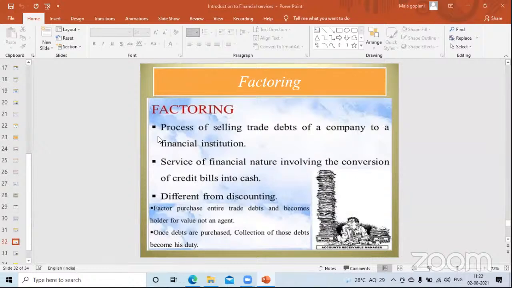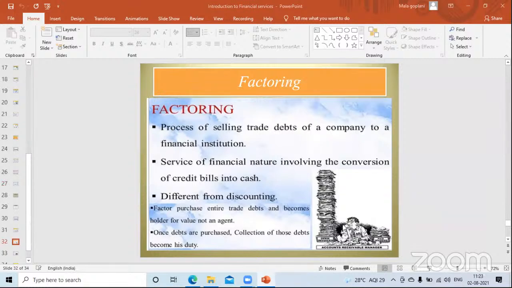Bills discounting is a shorter, narrower term, whereas factoring is a bigger, wider term. Here, not one bill but hundreds and thousands of bills are sold to a financial institution, and that institution is known as the factor. The factor deals with all the trade debts of the company. Trade debts means your accounts receivables.